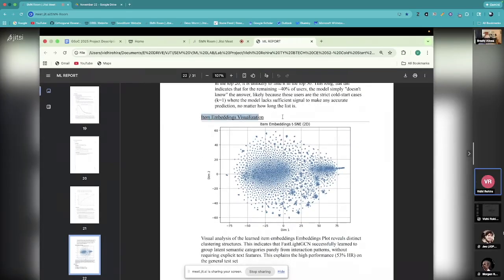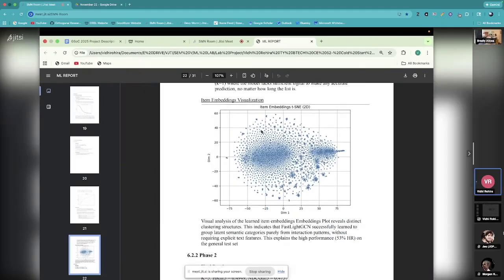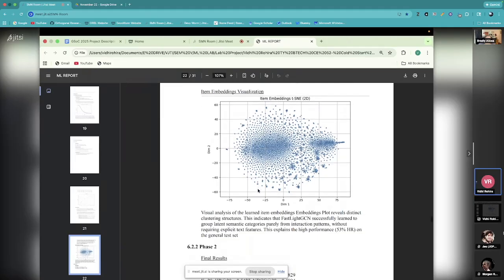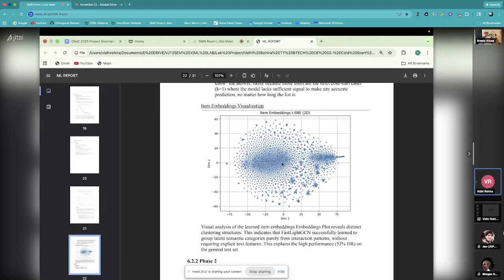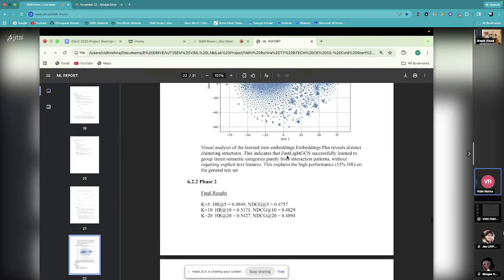And these are the item embeddings visualization. Since we cannot show 128 dimensions in a graph, we had only dim1 and dim2, where the 128 embeddings are divided, not equally, but in some mathematical way. All these nodes are the items, and the ones that are closely clustered are related to each other. The distance is based on how related the items are to each other. So that was about that.